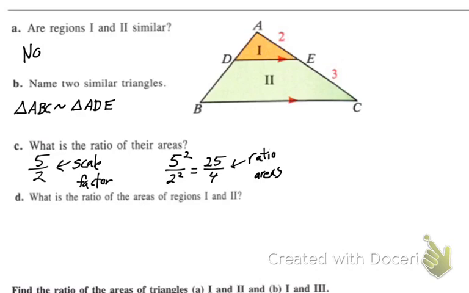Since the whole region is 25, you have to subtract the triangle to get the small region, so it's like 21 over 4. Say that again? It's the whole minus the triangle. So it's 25 minus 4 over 4.